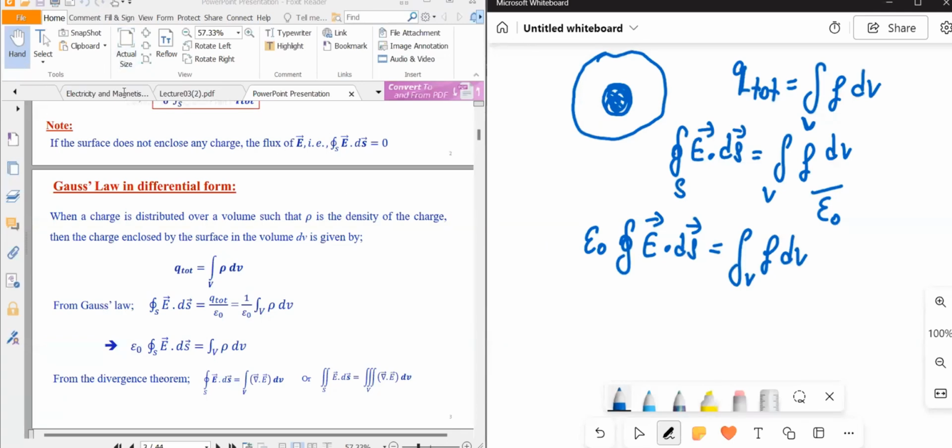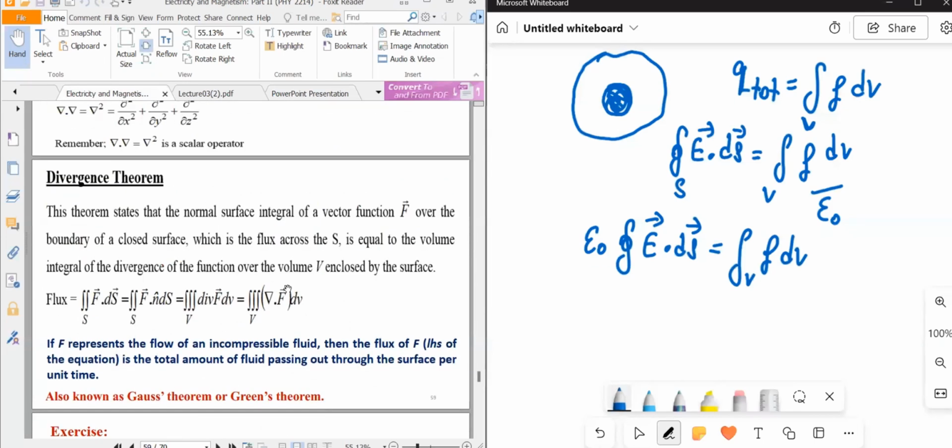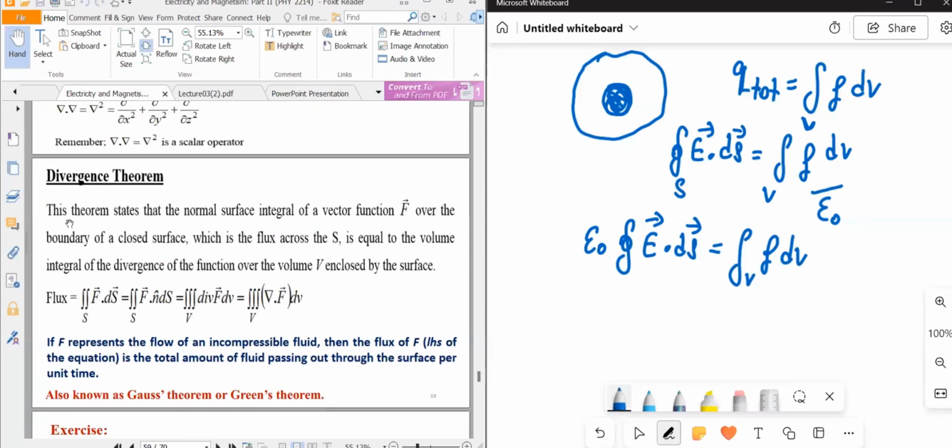So I'll go back to the initial slide set. Divergence theorem. The divergence theorem states the normal surface integral of a vector function f over the boundary of a closed surface, which is the flux across the surface S, is equal to the volume integral of the divergence of the function over the volume V enclosed by the surface. So that is the theorem.